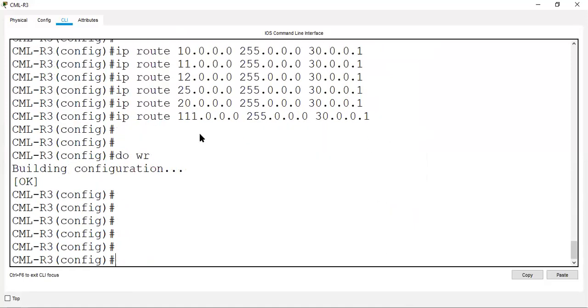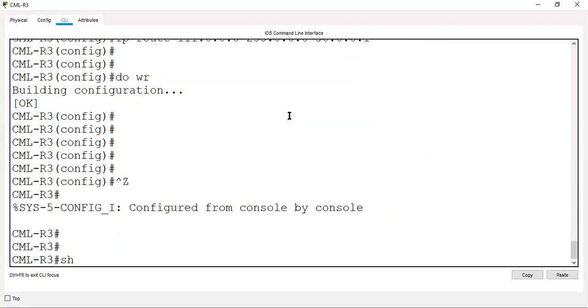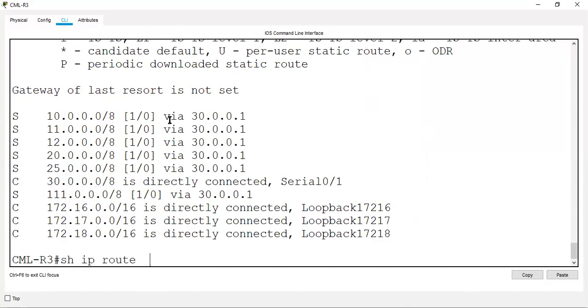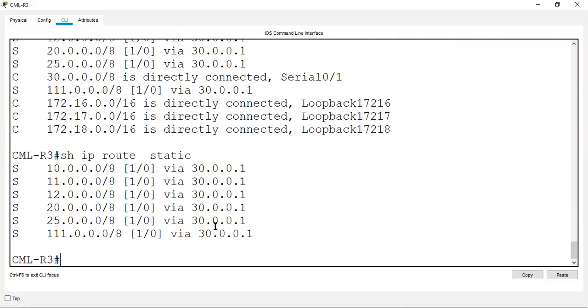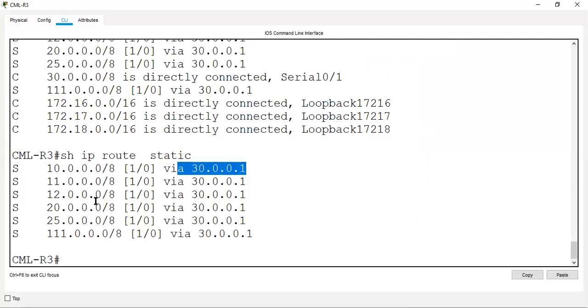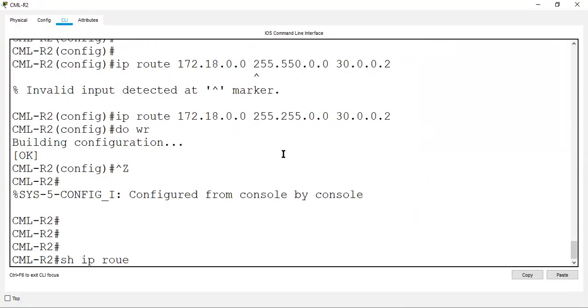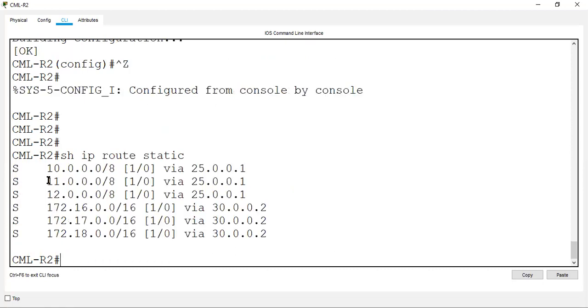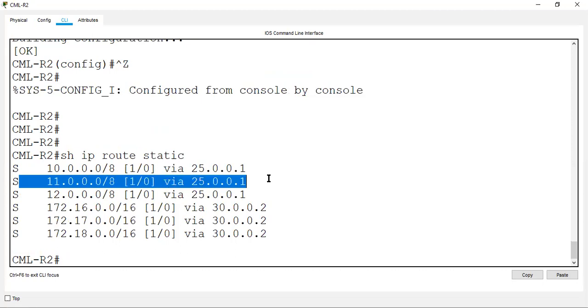Now let us go back to the system, or from R3 itself we can check the routing table, show IP route. So it says show IP route static. All unknown networks, you need to send your traffic to 30.0.0.1. So when you send something to the 11 network, from R3 it goes to 30.0.0.1, which means R2. Then we look into the R2 routing table. It says that if you need to send to the 11 network, you need to send to 25.0.0.1.